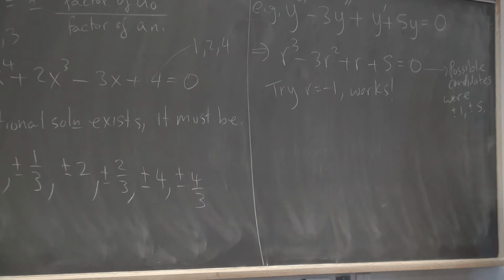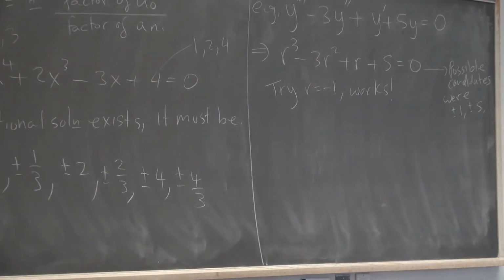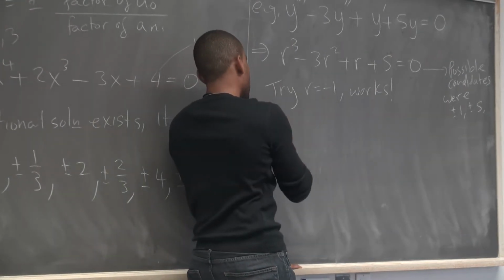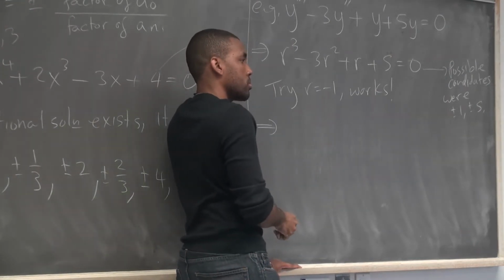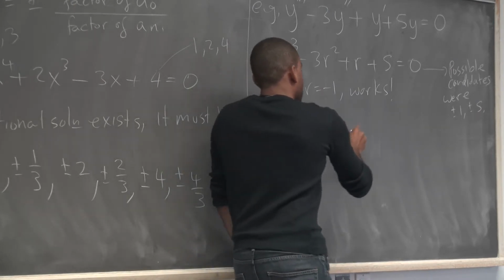So once you find one that works, now you have to figure out how to factor that out. And this is where the long division comes in. So the rational roots theorem starts you off by getting you something that works. If r equals -1 is a root, what does that mean a factor had to be? R plus 1 had to be a factor.